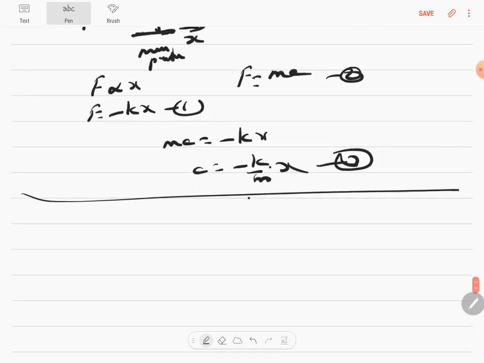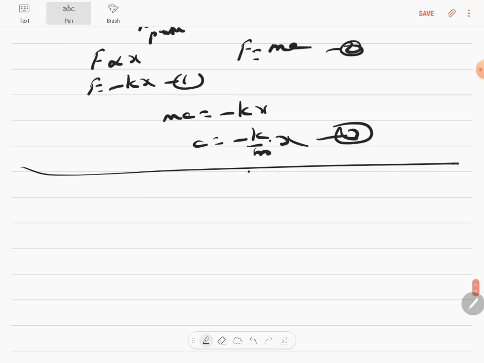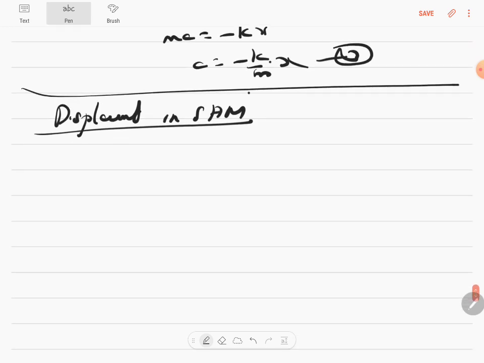Let me now show you how to depict a particle in a rotational motion, a circular motion. In a uniform circular motion, how to depict displacement in simple harmonic motion. Okay, as a uniform circular motion.